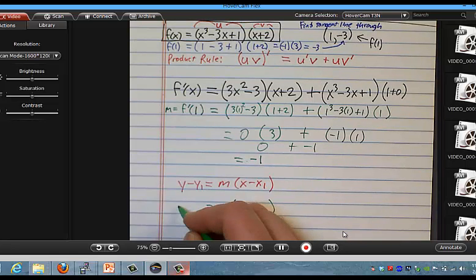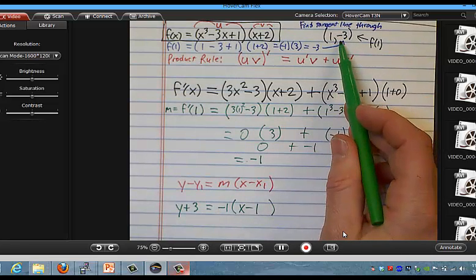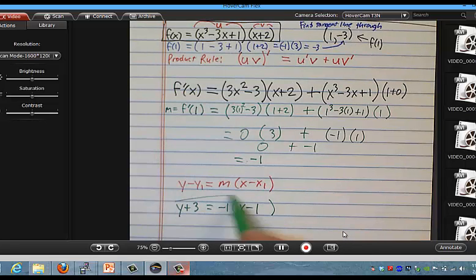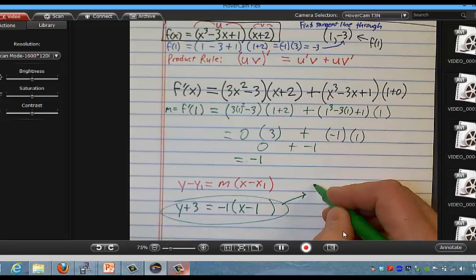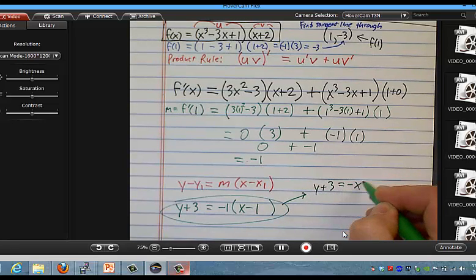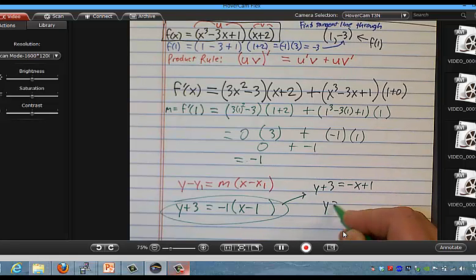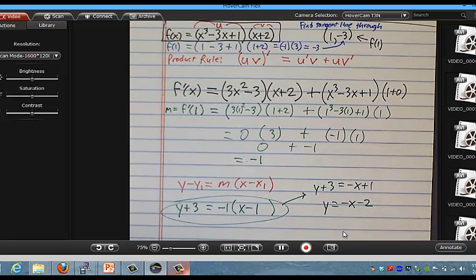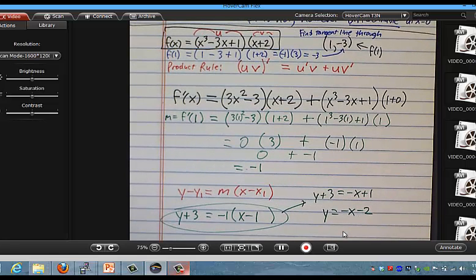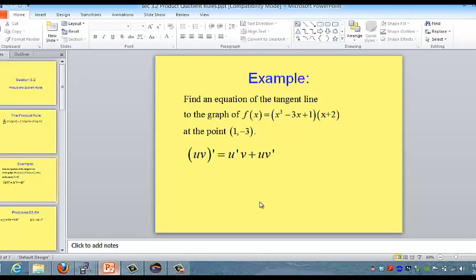And I heard someone say y plus 3. Why is it y plus 3? Because we're doing minus negative 3. So this is an answer if you want. Okay? If you wanted in slope-intercept form, you could do a little more work. I guess you'd get y equals negative x minus 2. But I'm fine with this answer in point slope form. Either way. Okay? You guys are good there. Let's go back to the PowerPoint.